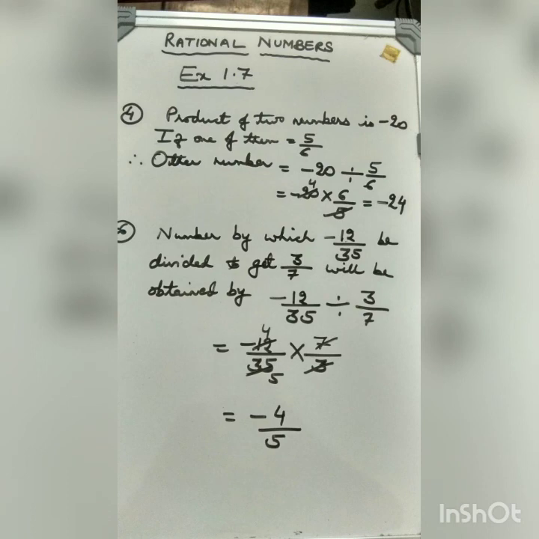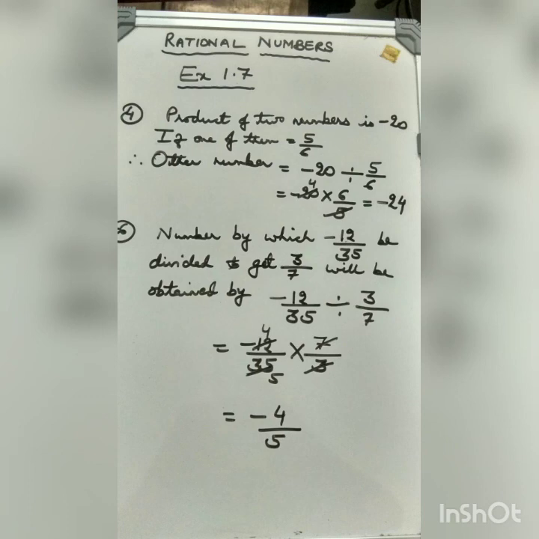Now children, we will be doing the remaining sums of exercise 1.7. We will do question number 4. Product of two numbers is minus 20. One of them is 5 by 6. Other number will be what? So you are required to find out the other number.